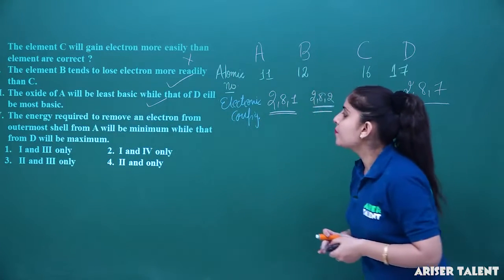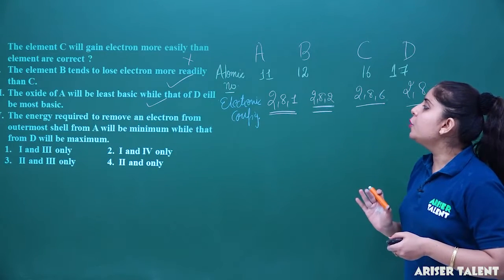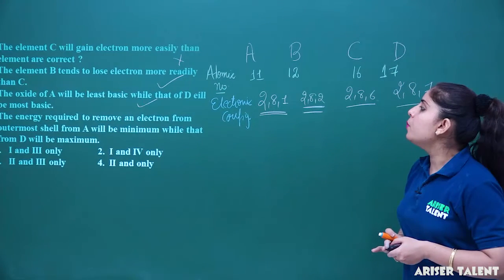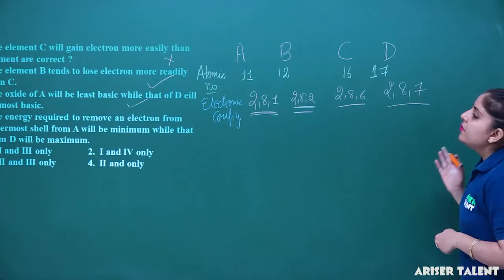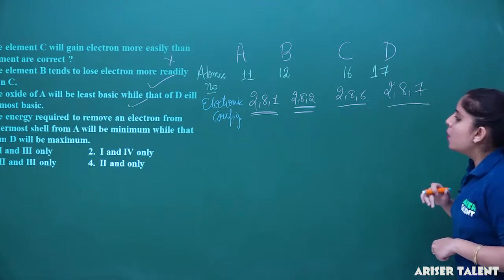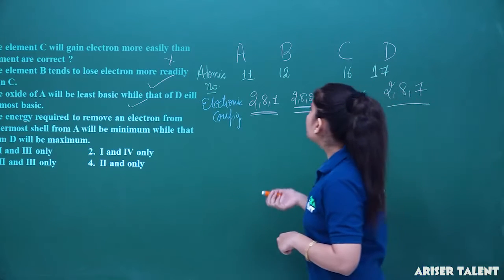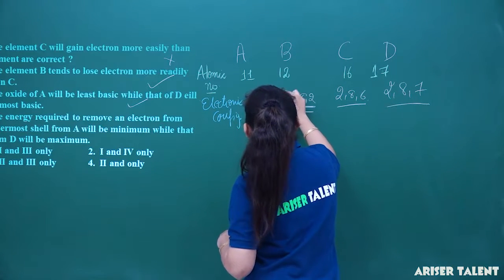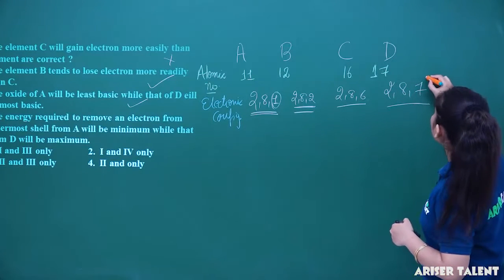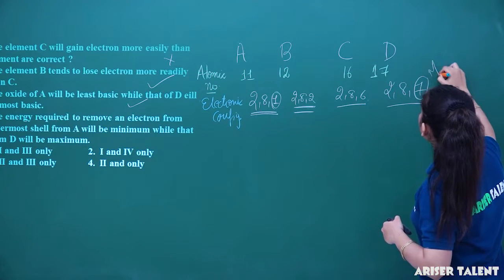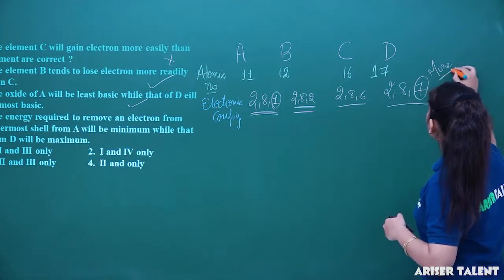Now the energy required to remove an electron from the outermost shell of A will be minimum and that of D will be maximum. Now again this statement we have is true. एक इलेक्ट्रॉन को रिमूव करने के लिए हमें लेस एनर्जी की जरूरत पड़ेगी और 7 इलेक्ट्रॉन को रिमूव करने के लिए हमें मोर एनर्जी की जरूरत होगी.